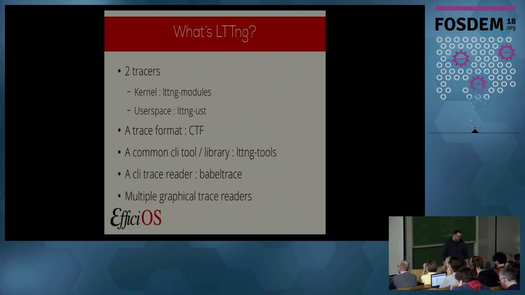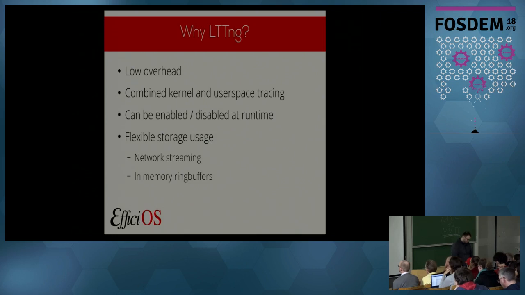The LTTng project also has a single command line tool, which is used to drive both the user space and kernel tracer, and it's also a library that can be used in other C applications and through bindings in Python and other languages. There's also a command line trace viewer, which reads the binary trace format and converts it to human readable text. And also multiple graphical user interface viewers like Trace Compass and LTTng Scope, which give you the ability to go through traces, explore them, run some analysis on them, do some graphs and other stuff.